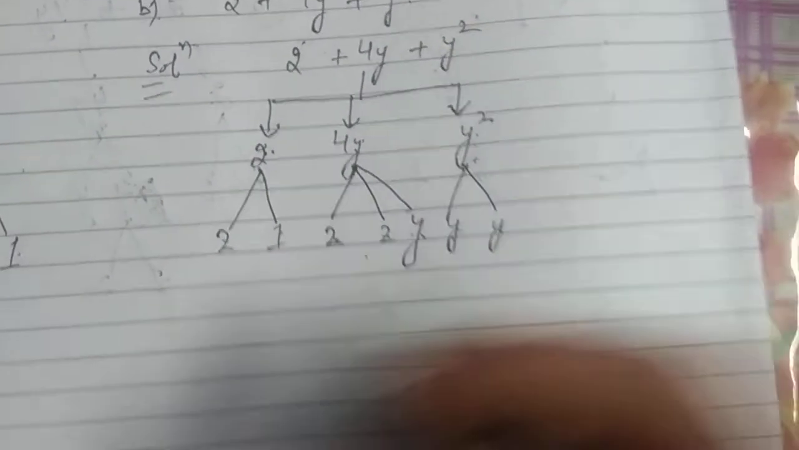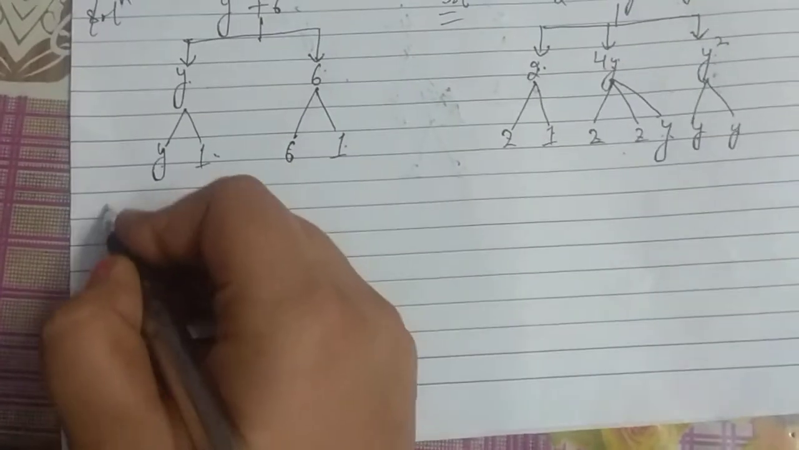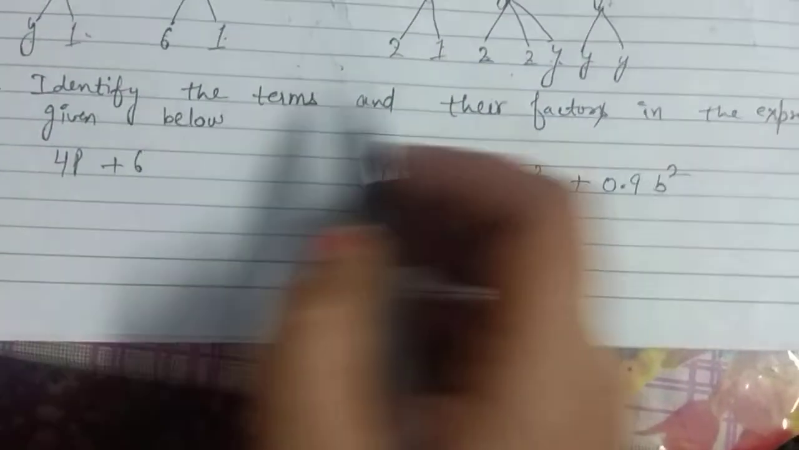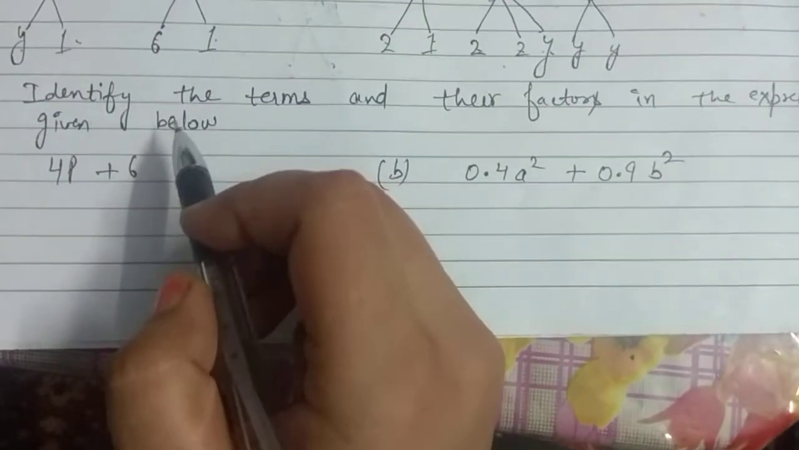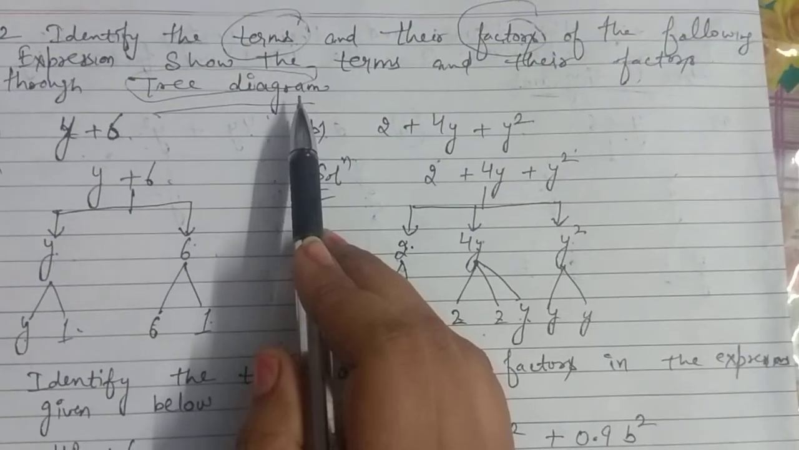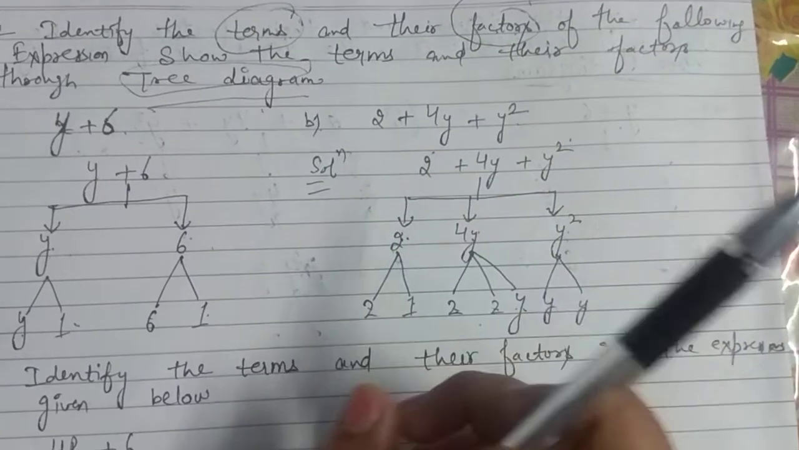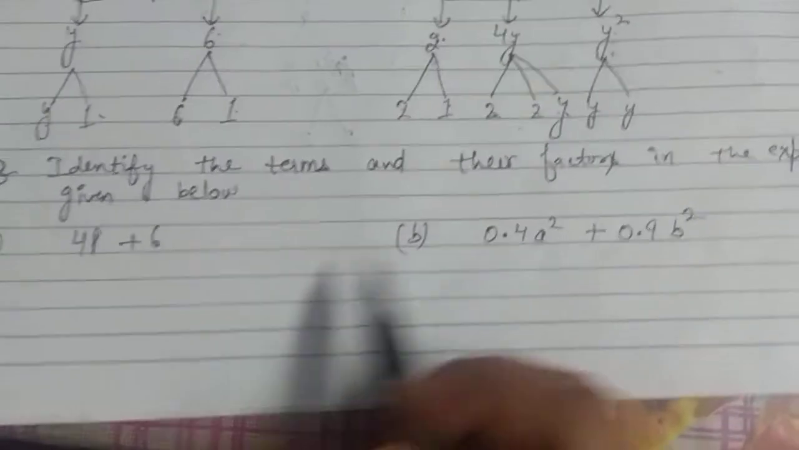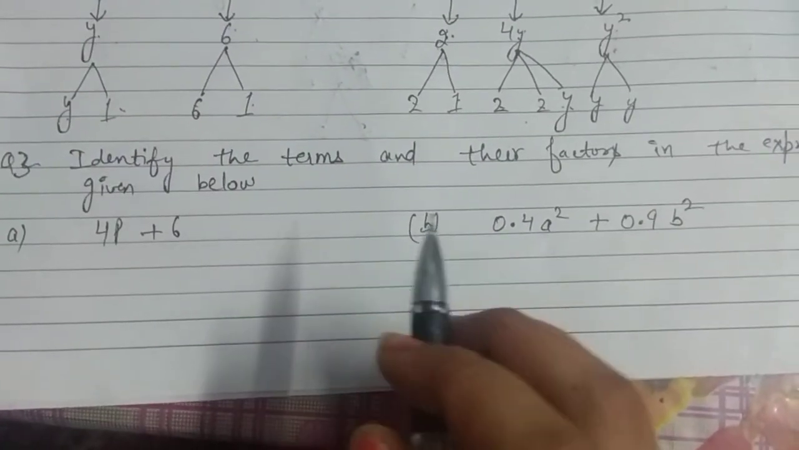Okay, now we have to discuss the other questions, that is, now we have to discuss the third question: identify the terms and their factors in the expression given below. Firstly, in the above question they mentioned the method, that is the T diagram. In the same question we also identify the terms and their factors, but with the tree diagram. Now in this question they are not mentioning the formula or method, so we can do it in a simple way.